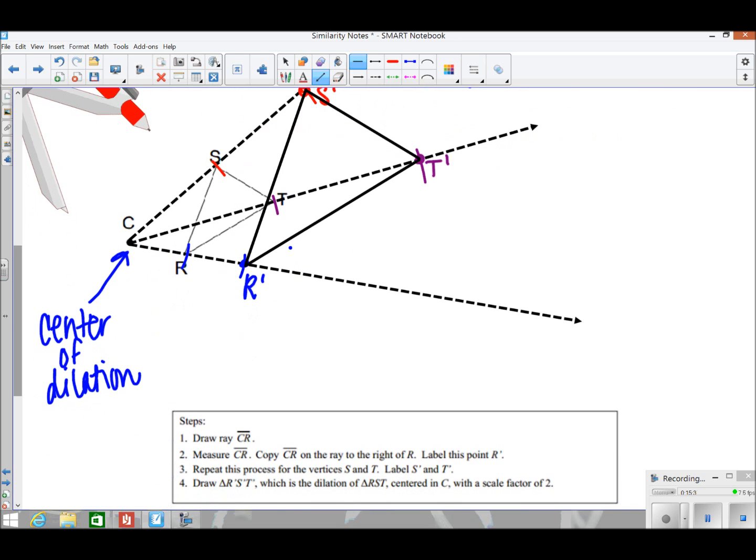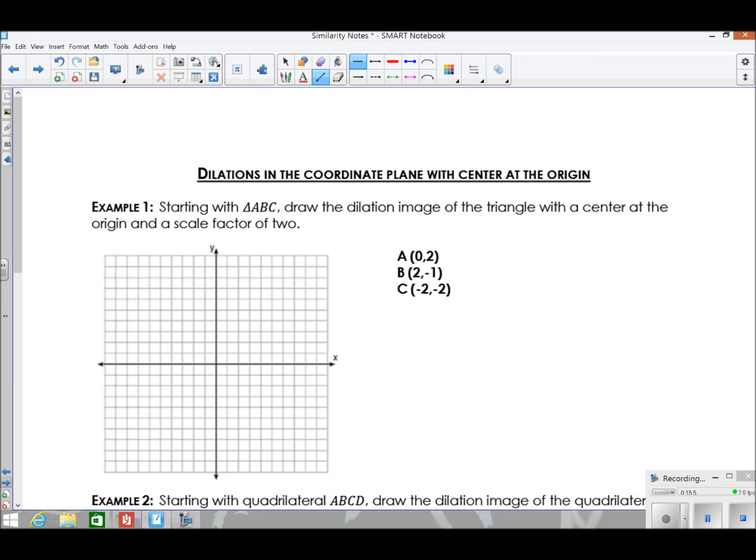So now you can set your straight edge and compass aside, and we're going to move on to doing these in the coordinate plane, which I think are almost easier because you can just count. So we'll go to the next page. And when we get to this page, we're going to go ahead and plot our triangle to start with. So we're starting with triangle ABC.